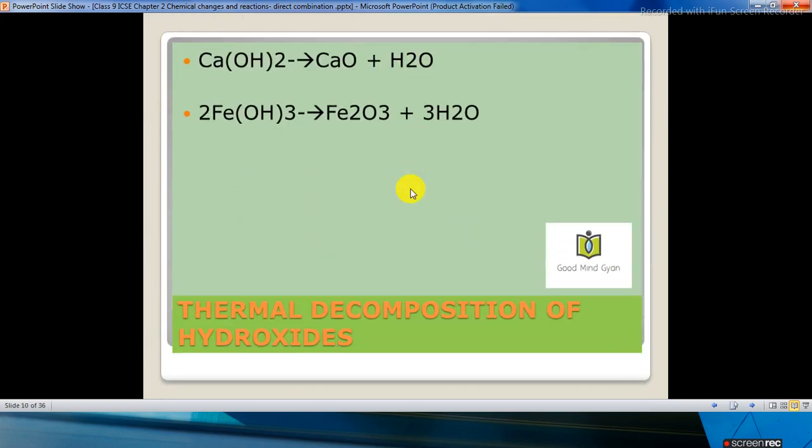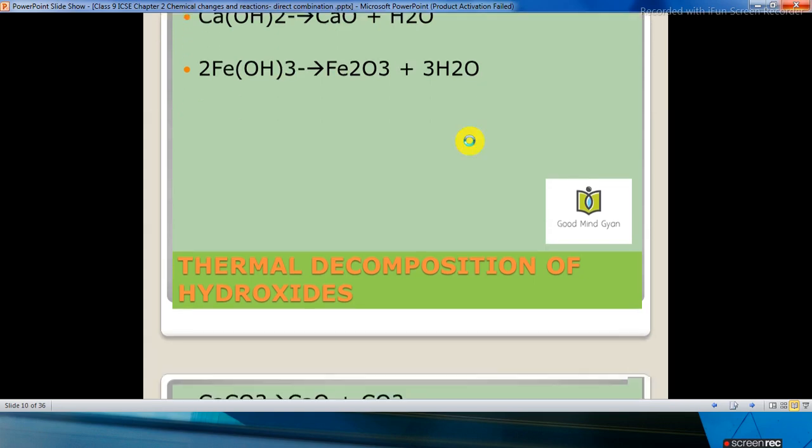Next is thermal decomposition of hydroxides, where calcium hydroxide is broken down to calcium oxide and water and ferrous hydroxide is breaking down to Fe2O3 and water. So here you can see decomposition of the hydroxides.